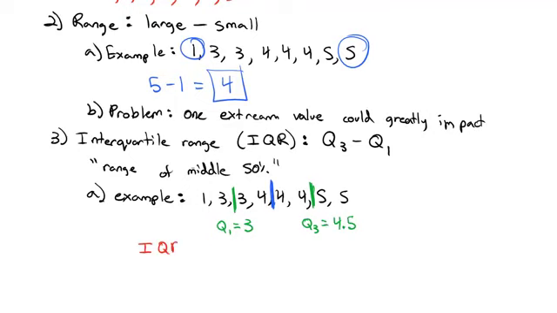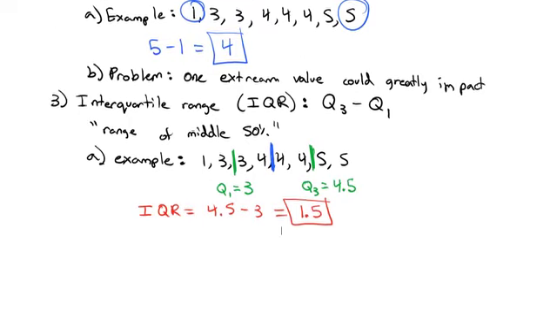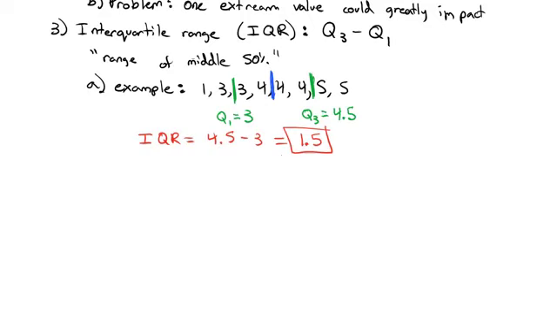This means our interquartile range is 4.5 minus 3, or 1.5. And that might be a little bit of a better measure of the spread, because it's only looking at the middle 50%. The extreme outliers are not going to impact the interquartile range. However, we still have a problem.